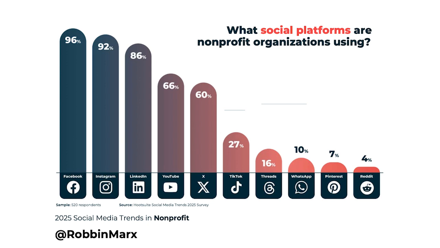60% of nonprofit organizations are on X, Twitter. I would prioritize X and Twitter as well. I think there's a lot of changes happening there. I know that people are fleeing X and Twitter for platforms like Threads and Blue Sky. I wouldn't be against testing those platforms, but I would definitely keep a stronghold on your presence on Twitter or X. If you are not on Twitter and X, I wouldn't prioritize it.